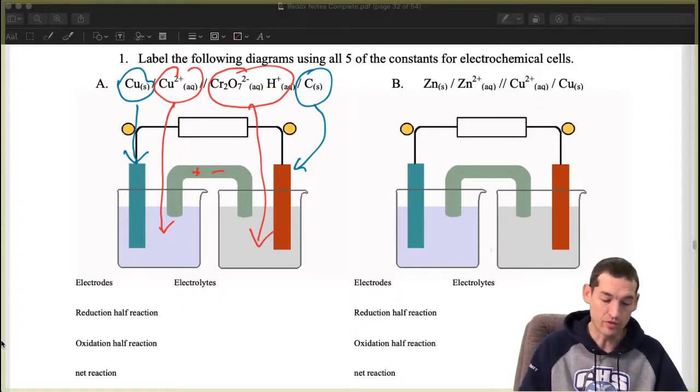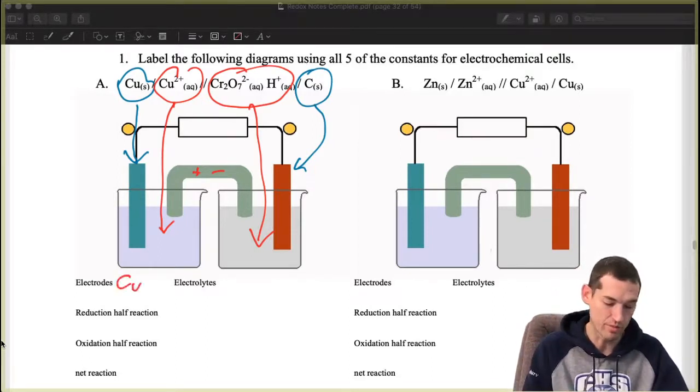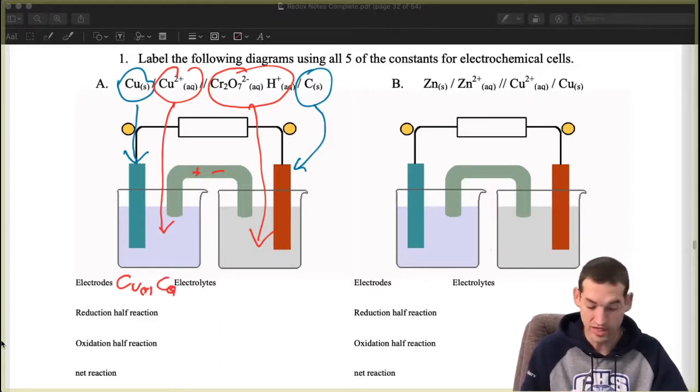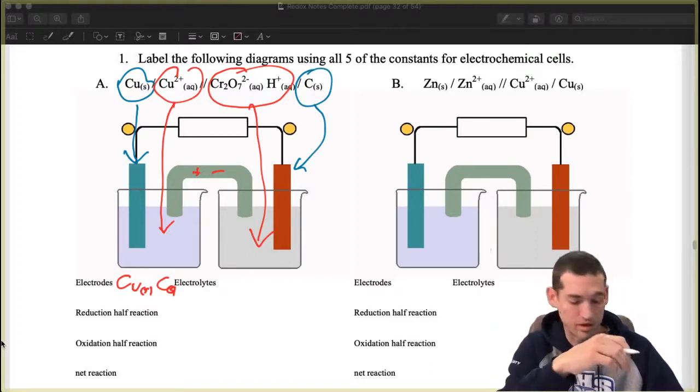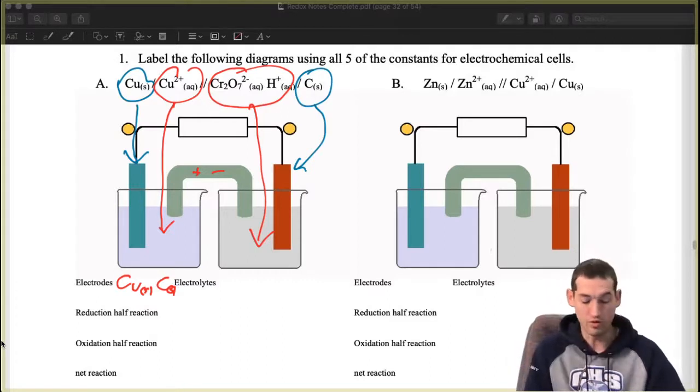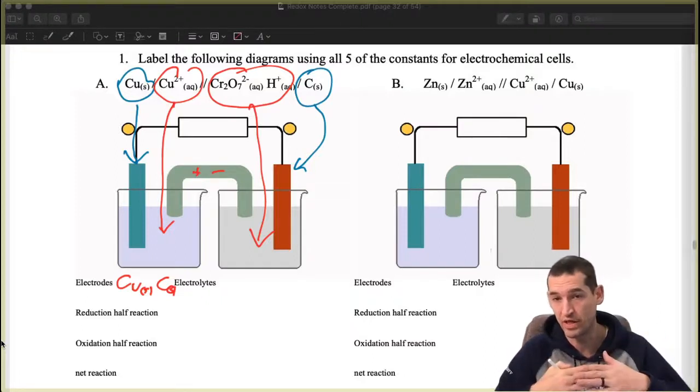Down at the bottom, what you need to do is list here who are the electrodes. So in this case, for example, copper is one of the electrodes, copper solid, and carbon solid is the other. The electrolytes, the same thing. You'd list copper 2, dichromate, and H positive ions. Below that, you'd write your reduction half reaction, right, for your strongest OA. You'd write your oxidation half reaction, and then your net reaction once you balance the electrons and combine them.